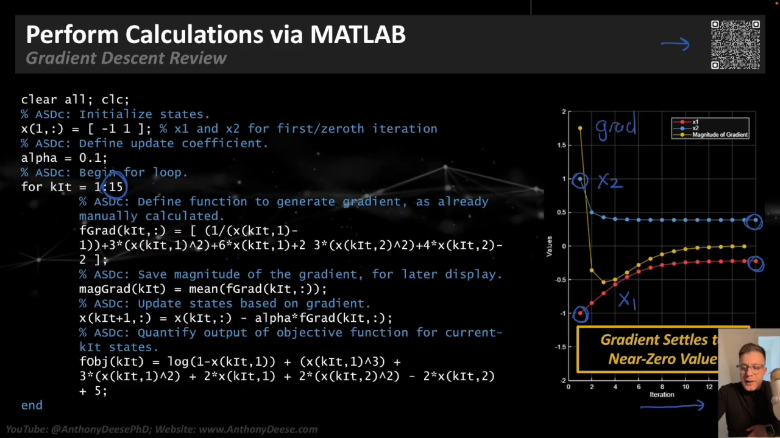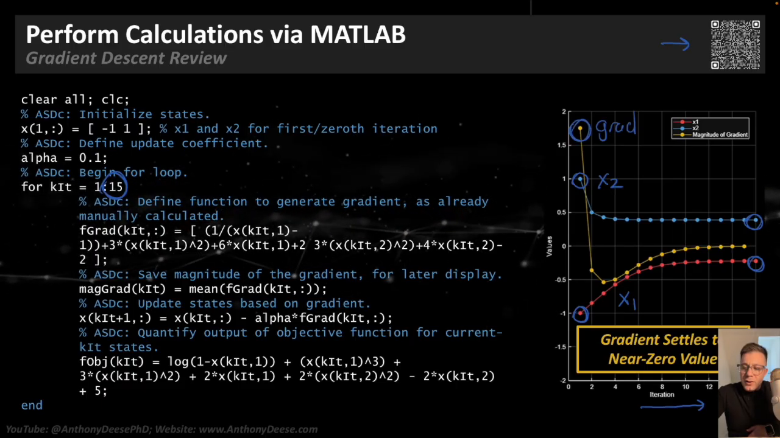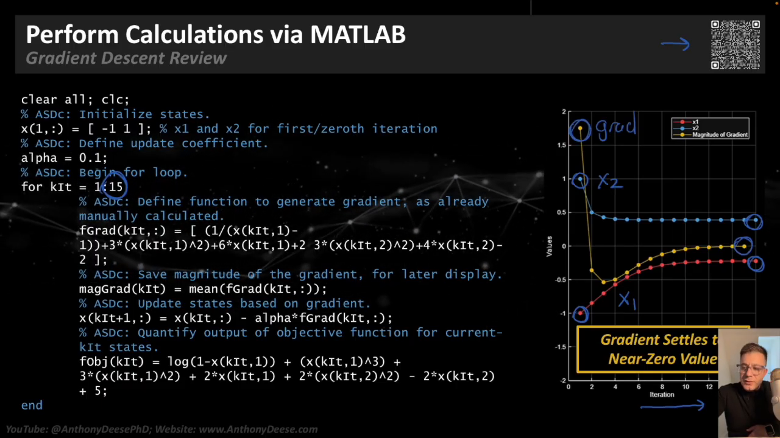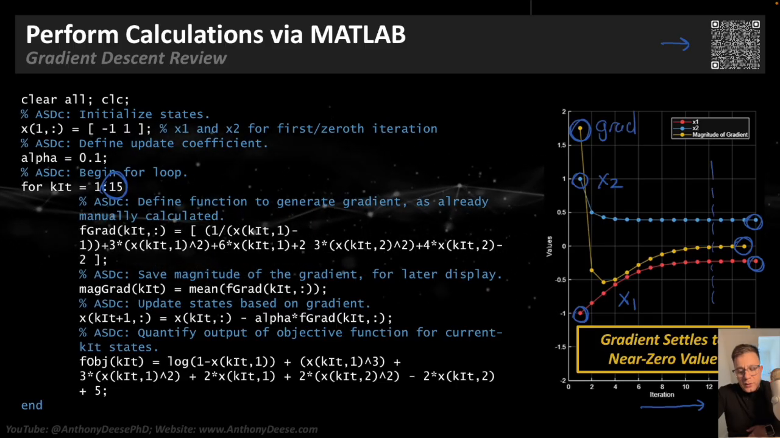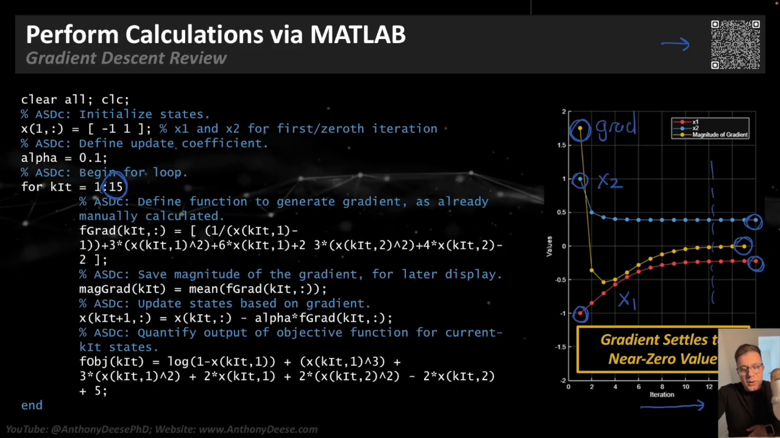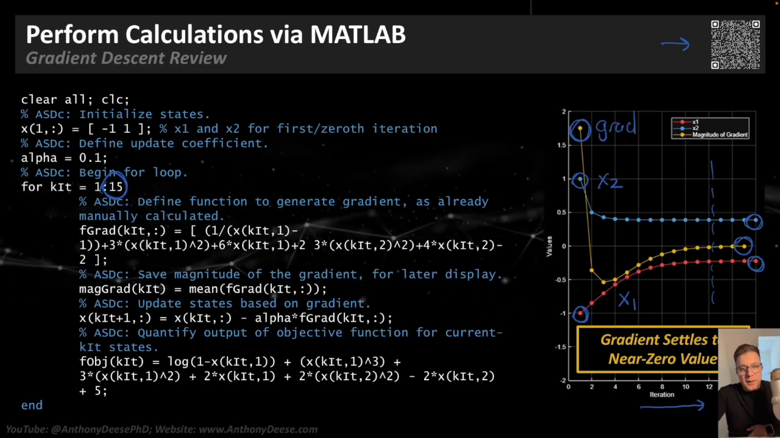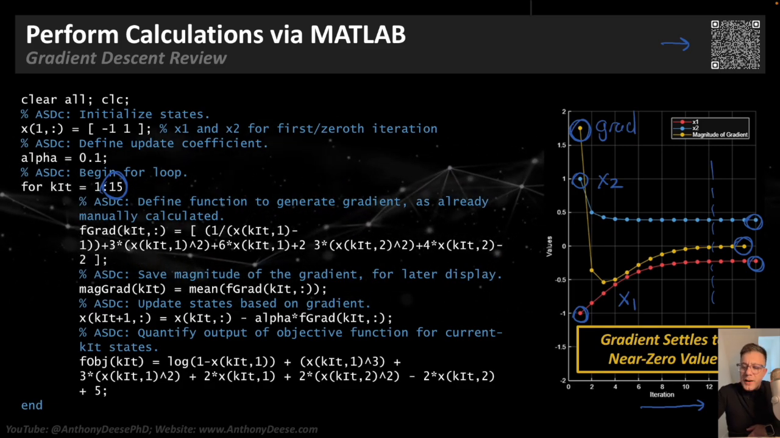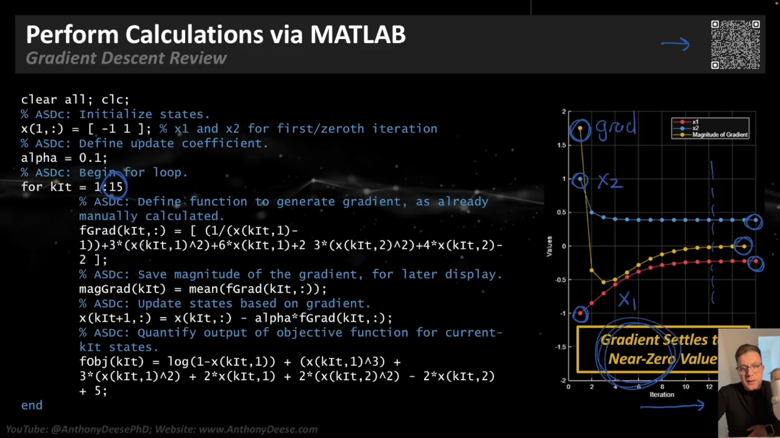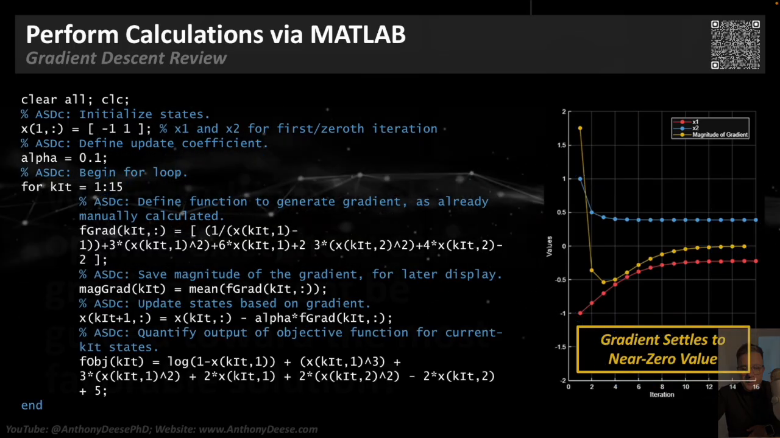We can see that the magnitude of the gradient starts off pretty large and then settles to a near 0 value a little bit after convergence. And this makes sense because we know that when we've reached our minimum value, when we've reached our optimum, we expect that to be a critical point, a stationary point, at which the magnitude of the tangent of the gradient should be pretty close to 0.